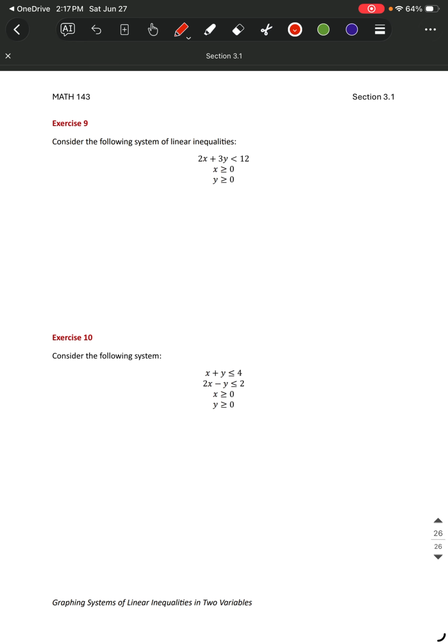So these graphing skills are essential because in the next section, we will use these feasible regions to solve the optimization problems in linear programming problems.